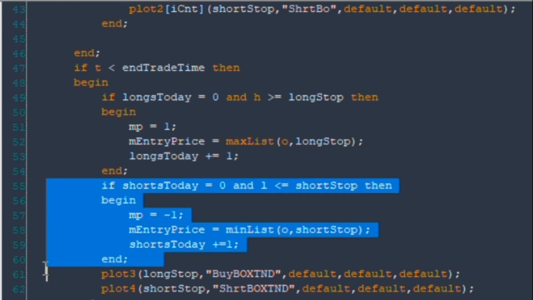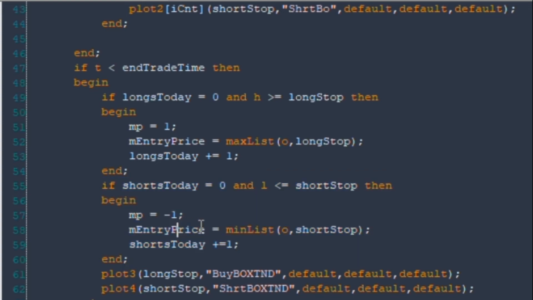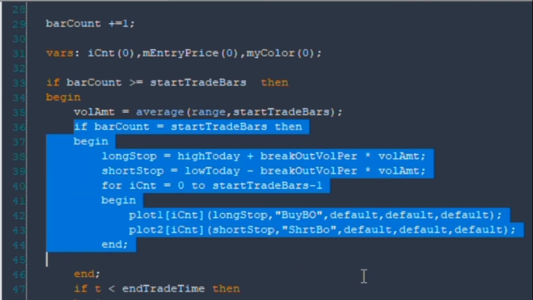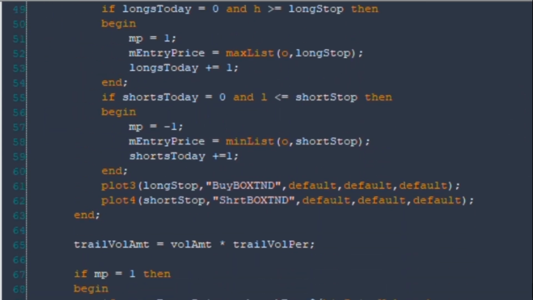Shorts today, same thing. I keep track of the short breakout and the open and the low in this case. Here I'm checking the low versus the short stop. And then I assign theoretical market position, theoretical entry price, and increment shorts today by 1. But that breakout, that long stop, is still the same. It hasn't changed because it only is calculated one time during the day right here.